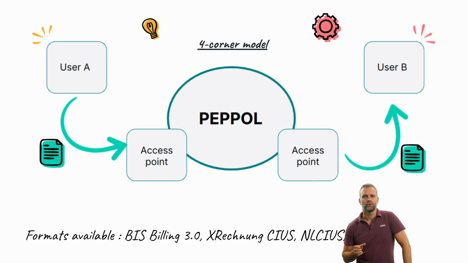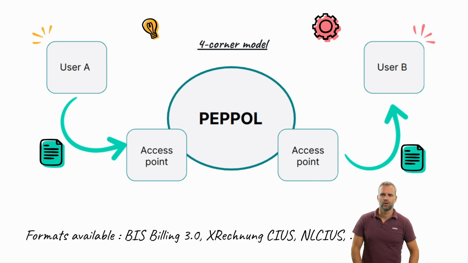It's important to know that everyone has only one access point. You can't have several, it's just one access point. And everyone can use their own, so it doesn't have to be the same. For instance, user A and user B can be using different access points. User A is going to put its document on the platform through its access point, and user B can then retrieve it with his own later and automatically. This is what we call the four-corner model.